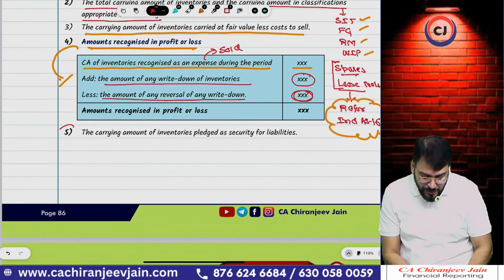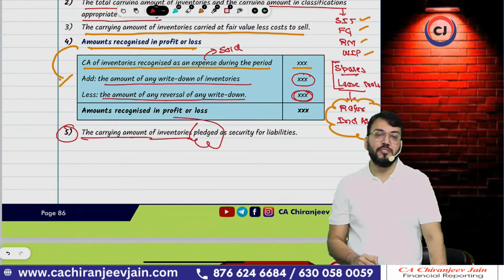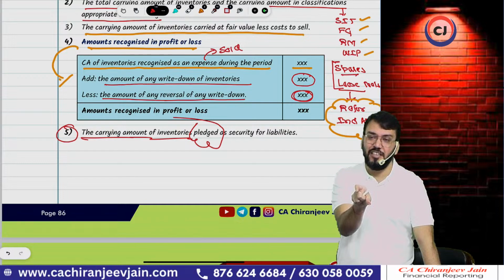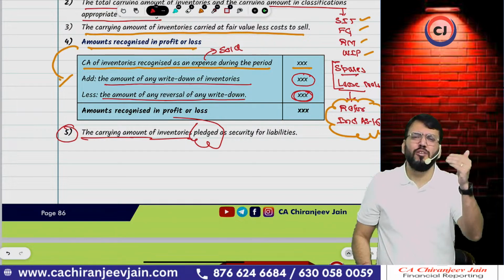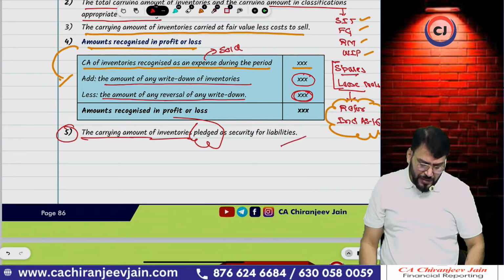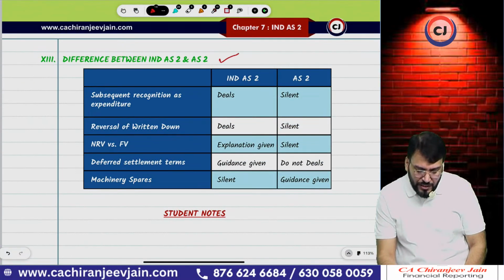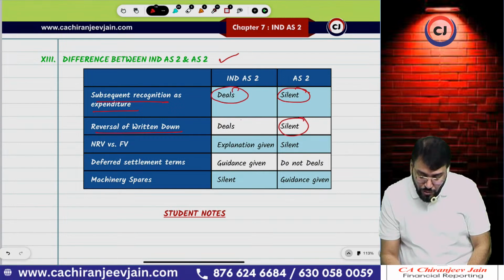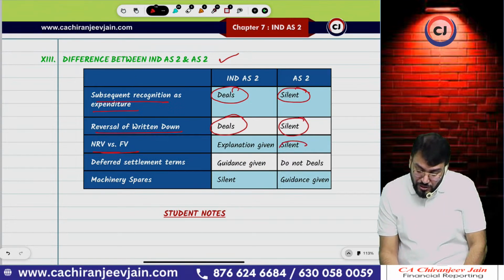The last point: for any carrying amount of inventory, if there is some restriction, meaning it is pledged for some loan taken, so there is some restriction on sale, then that disclosure also needs to be given. Suppose it is hypothecated or whatever, then that disclosure should be given. Disclosure also done. Difference between Ind AS 2 and AS 2: subsequent recognition of expenditure and reversal of write down. For both, AS 2 is silent, but Ind AS 2 deals. Already we discussed.